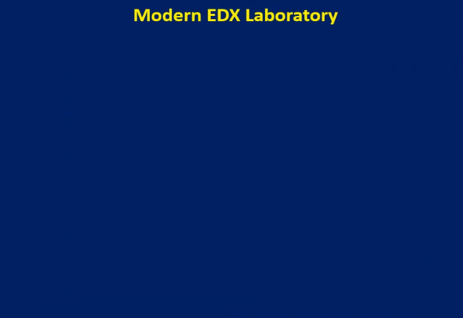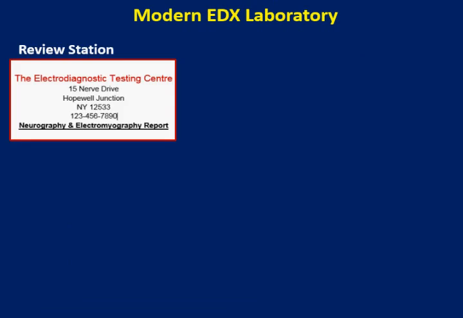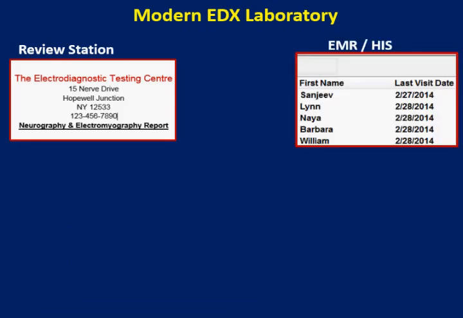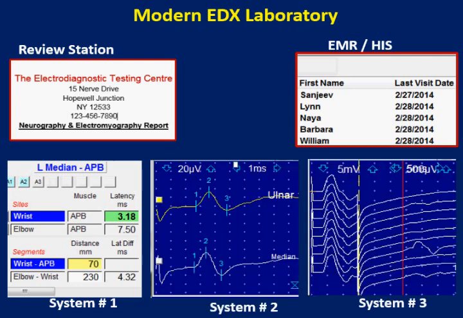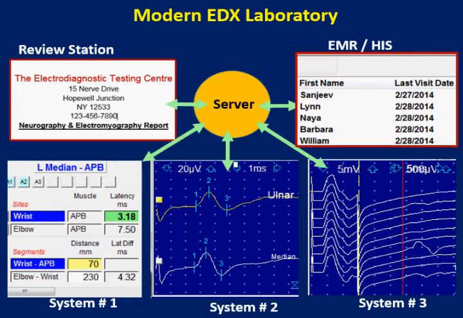Today, the electrodiagnostic system also performs other tasks such as generate a report, communicate with electronic medical records and hospital information systems, and so on. Many systems can be networked to create a central database for measurements. One can also review the studies remotely. Systems are available from many different vendors with different functionality, shapes, and capabilities.